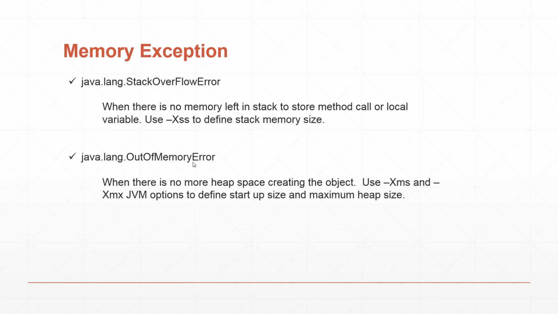Again, if it's a genuine case, Xms and Xmx are the two parameters or JVM options by which you could increase or tune the size, or you should further investigate and see if there is any memory leak in the application which is causing the issue.